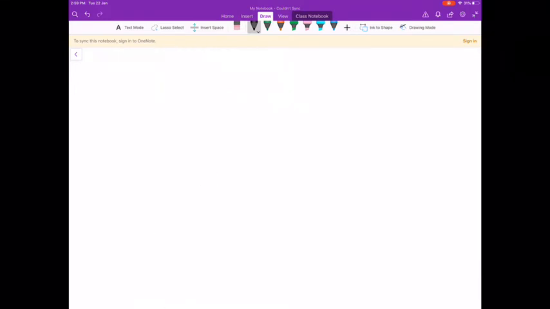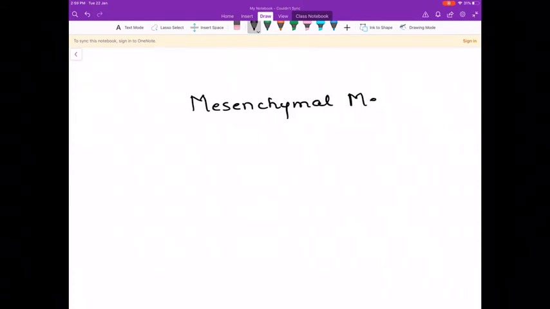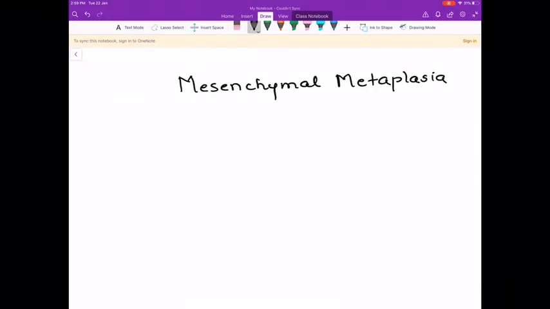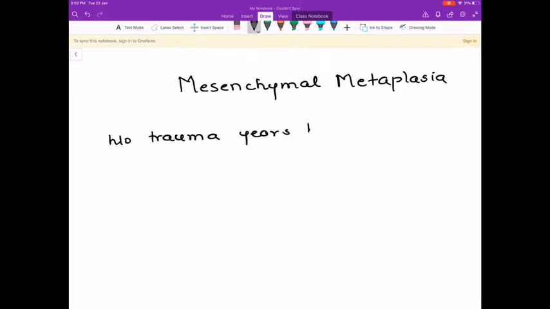The fourth part of the topic is mesenchymal metaplasia. As the name suggests, this occurs in mesenchymal tissue, for example, muscle, bone, etc. A very important example of this is myositis ossificans. The complete story of myositis ossificans is that there is going to be a history of trauma. Trauma history is very important, which is years ago. For example, the patient had trauma in the thigh 5 to 10 years ago.